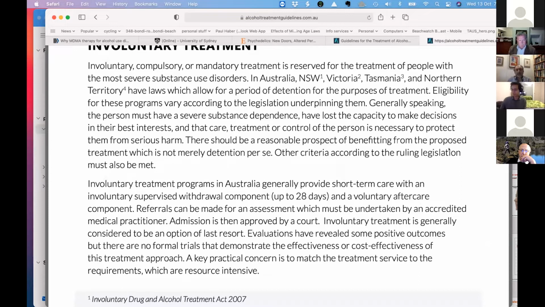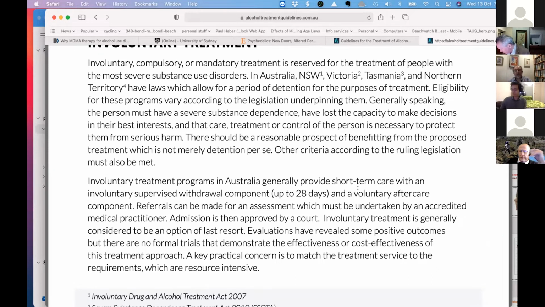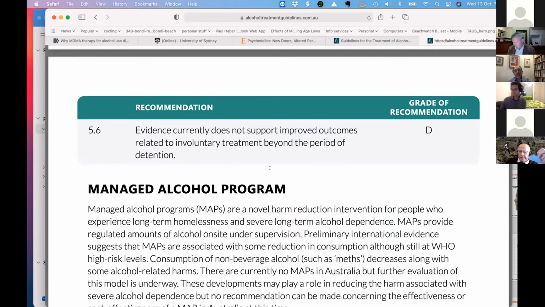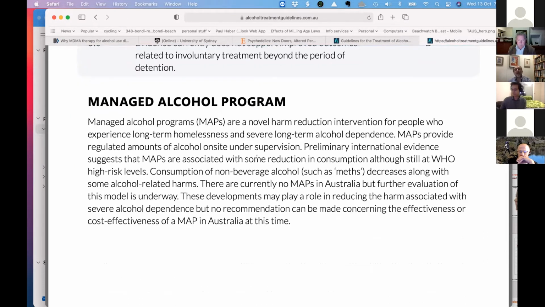first of all, just to go over what we wrote here, the involuntary treatment is very minimal in Australia. There is legislation in New South Wales, Victoria, Tasmania, and the Northern Territory, and the Northern Territory developed a mandatory treatment program under very controversial circumstances and then reduced it. And so the evidence at the time did not support improved outcomes beyond the period of detention. And you can see just underneath it, we reference the managed alcohol program, which I'd like to make a comment about as well.